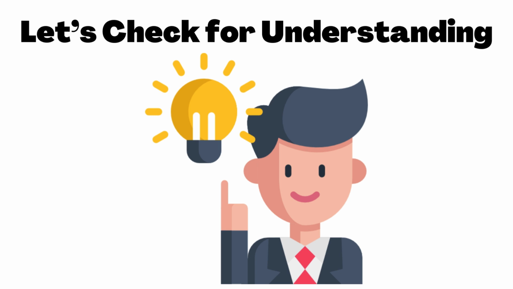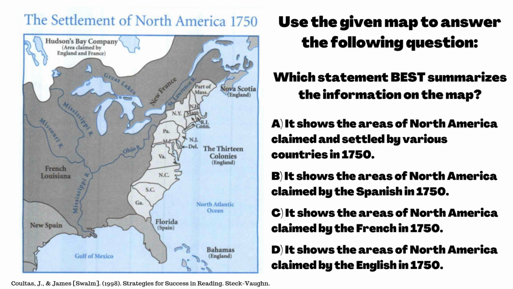Let's check for understanding. Use the given map to answer the following question. Which statement best summarizes the information on the map? A. It shows the areas of North America claimed and settled by various countries in 1750. B. It shows the areas of North America claimed by the Spanish in 1750. C. It shows the areas of North America claimed by the French in 1750. D. It shows the areas of North America claimed by the English in 1750.